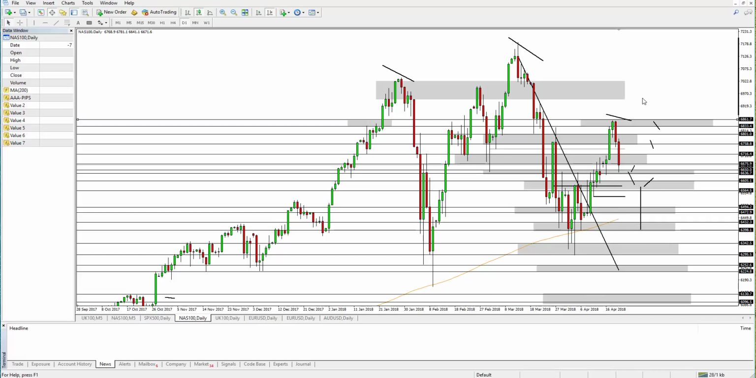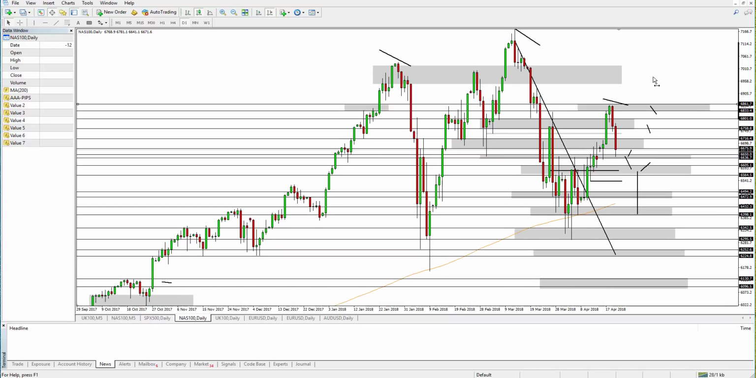Okay guys, that is everything for this week. As I mentioned, I will put the main zones down below so you can copy them.